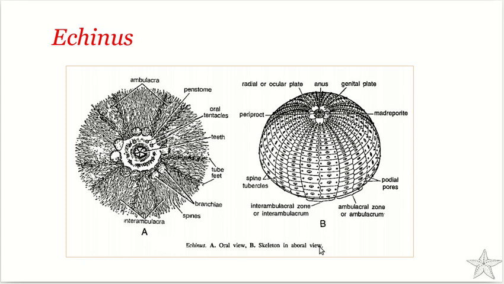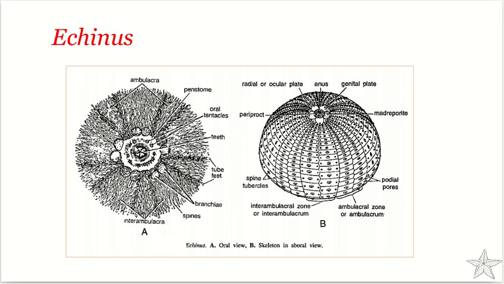The mouth is seen in the center of the oral surface. This is the oral view. The anus is in the center of the aboral surface. In this picture the aboral surface also bears the madreporite. So the madreporite as well as the anus are present on the aboral surface. The mouth is surrounded by the peristomial membrane, and a similar membrane also surrounds the anus. It is known as the periproct.